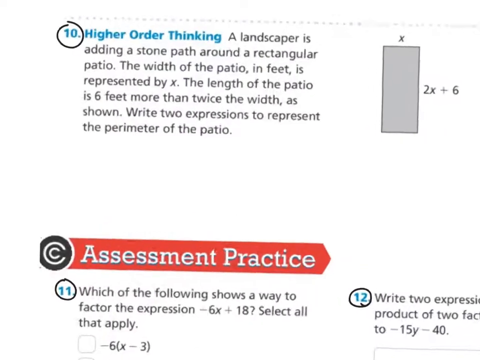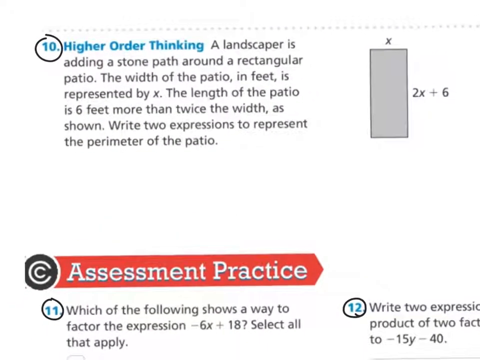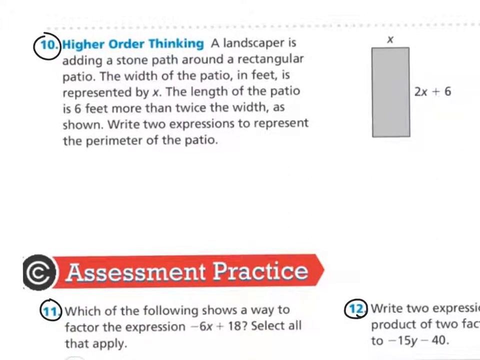So number 10, a landscaper is adding a stone path around a rectangular patio. The width of the patio is represented by x. The length is 6 feet more than twice the width as shown. Write two expressions to represent the perimeter of the patio.